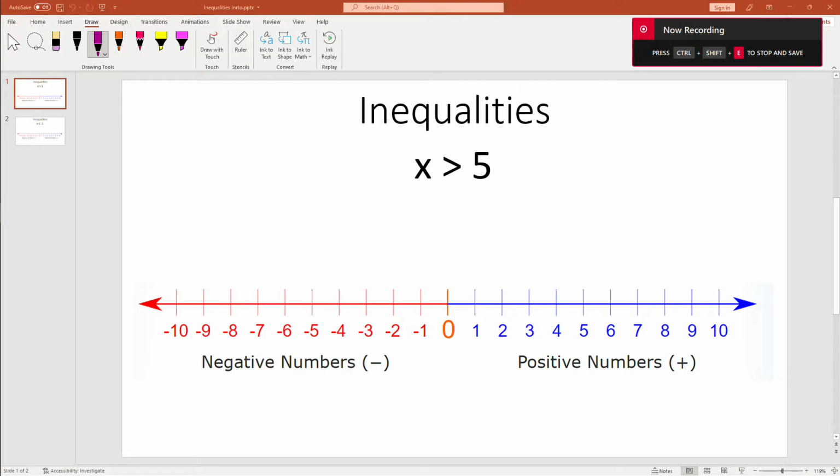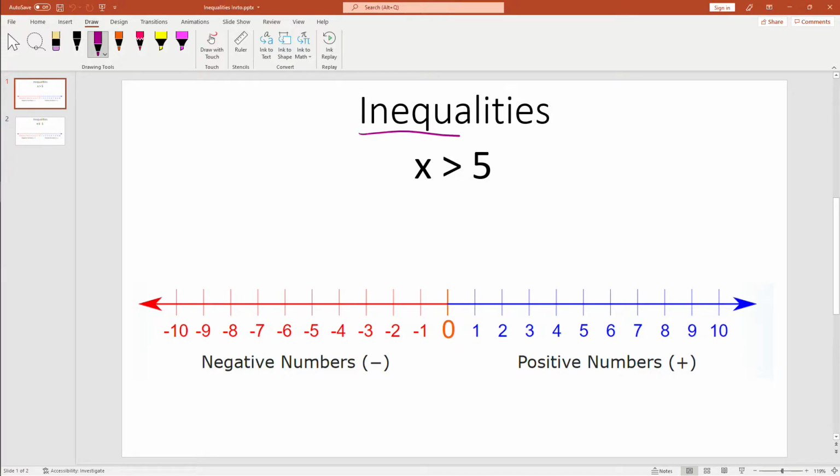So let's have a little conversation about inequalities. An inequality is a mathematical statement that shows two quantities that are not equal. I mean, that's even in the name, unequal. They're not equal. So you might see greater than, less than, greater than or equal to, less than or equal to. So it's important to really understand what this statement says.